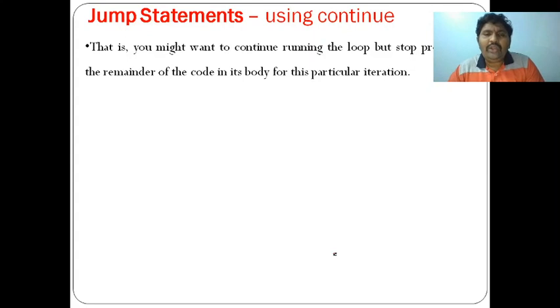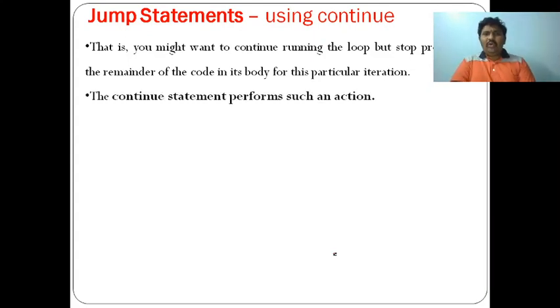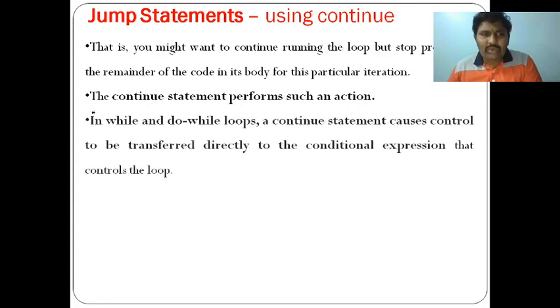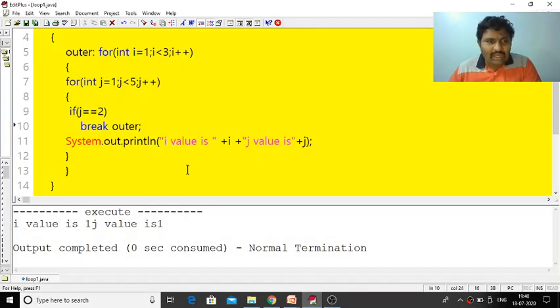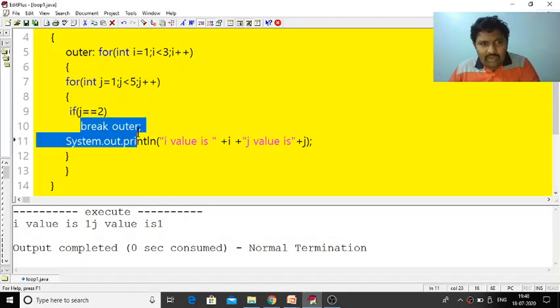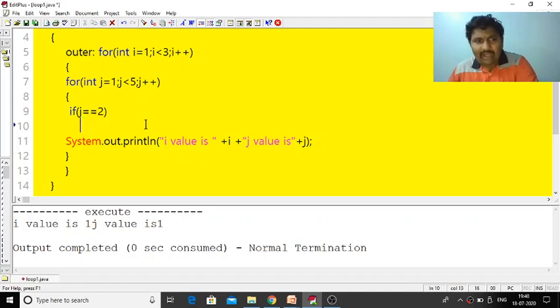What is meant by continue is, whenever a loop is working, to stop that iteration only, and the remainder of the code will be skipped, and only the next iteration is going to execute. For that we will use continue. I will show a simple program, then you can understand how this continue works. Let us see this same program. Let's remove the break outer and put continue.